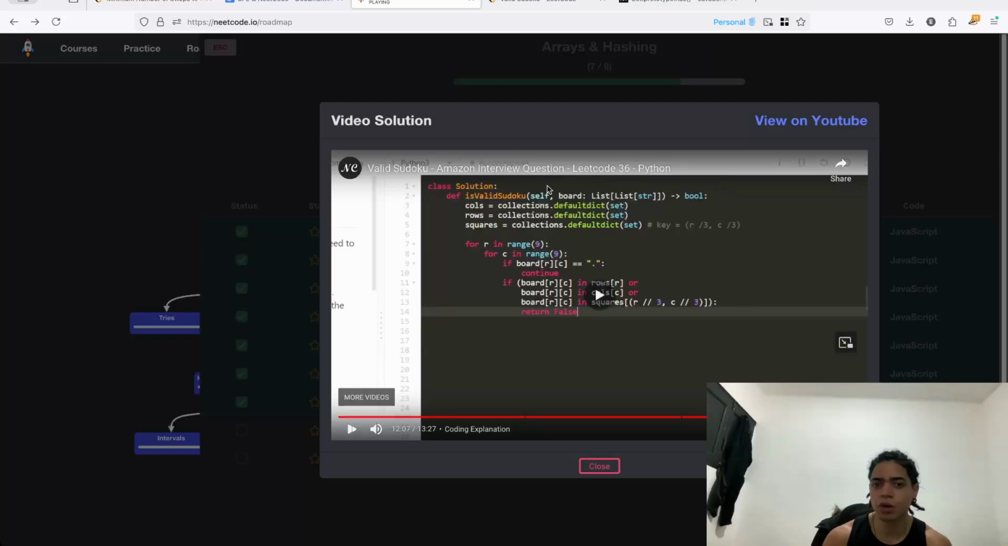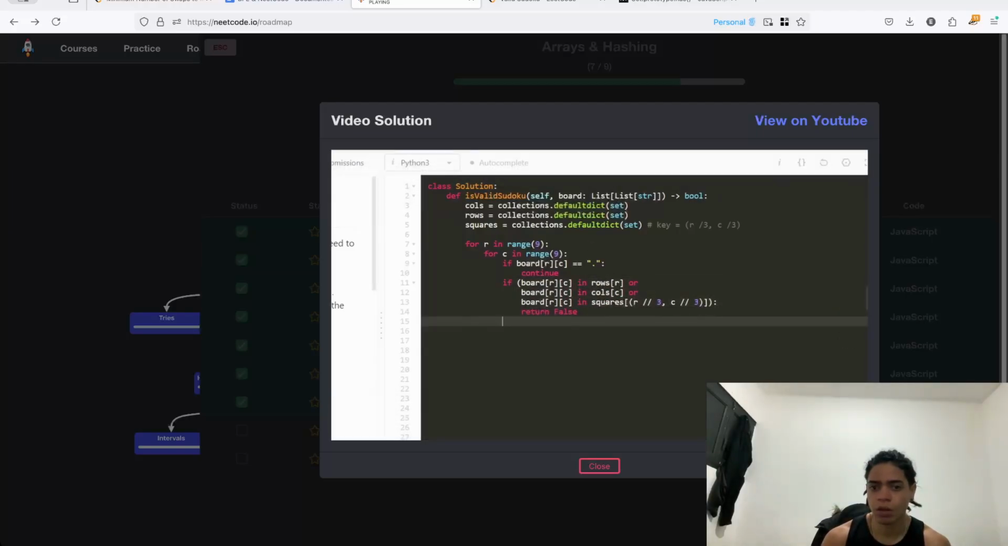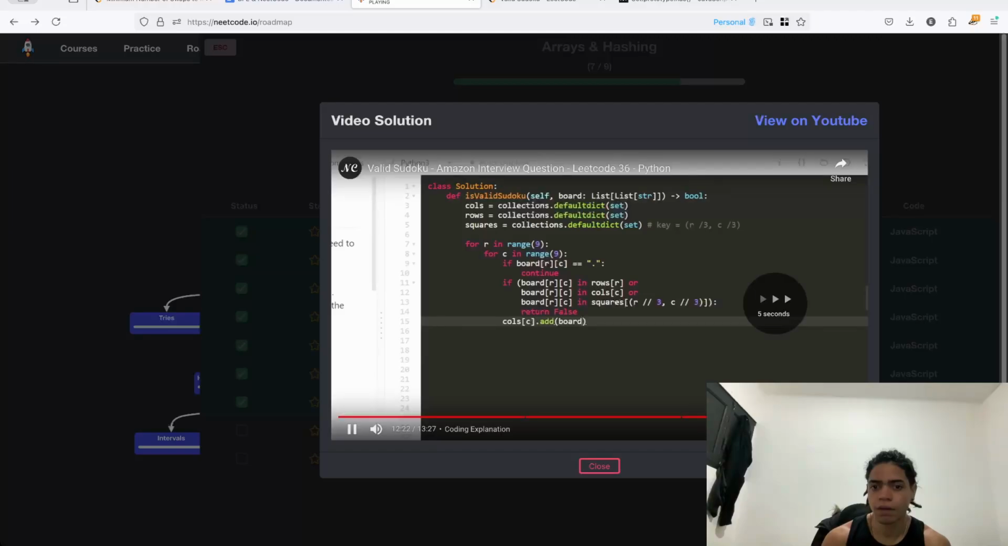And then we need to update the board. We continue and we update all three of our hash maps up above, and do the exact same thing. So this makes sure that our hash sets are updated.